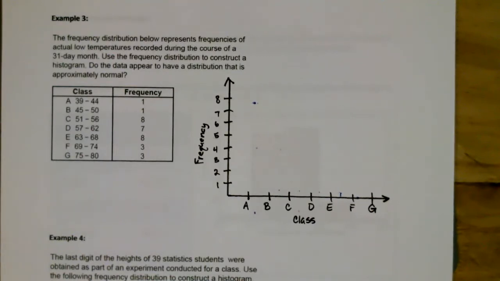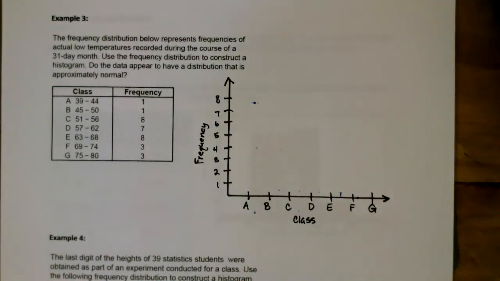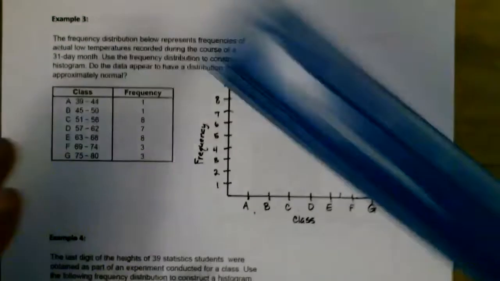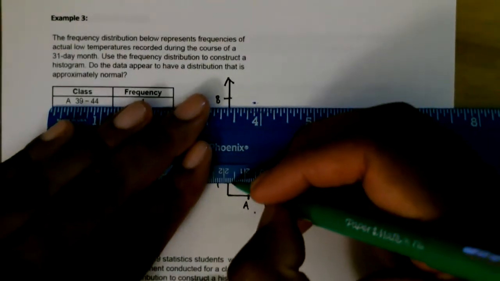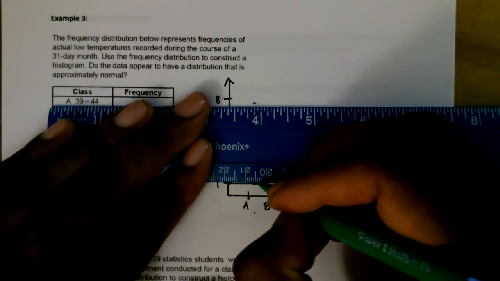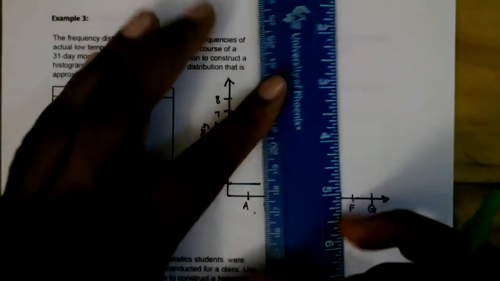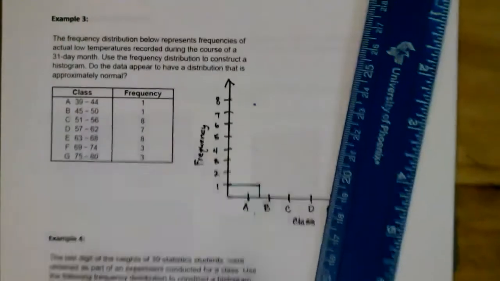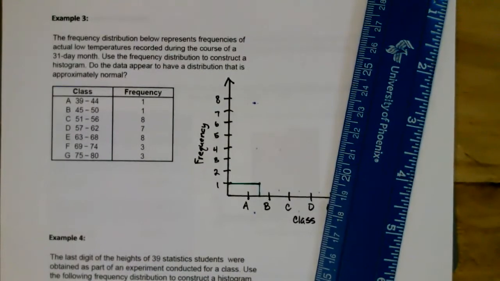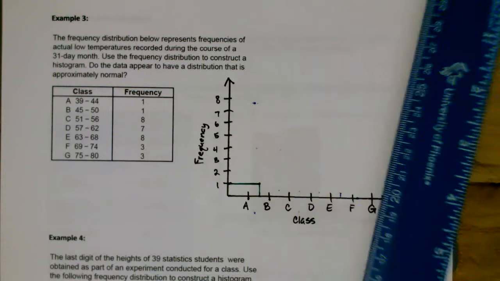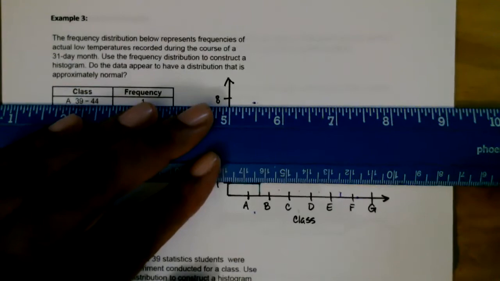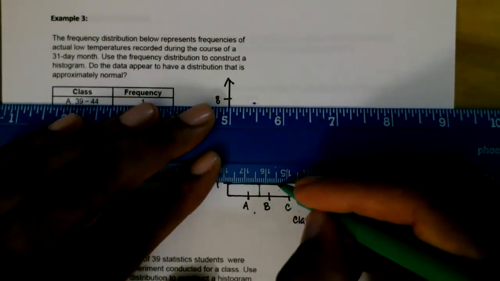Okay, so for class A, the frequency is only 1. So let's do this. The height will be at 1. And I'm going to try to draw the vertical bar, the bar of the histogram, in a way so that the mark is at the center of that bar. And then for B, there's also 1 as well. So it's going to have the same height as class A.